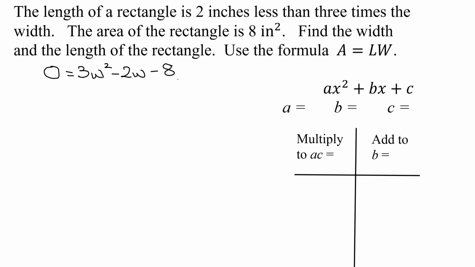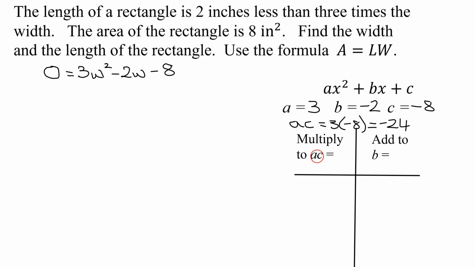And now we need to factor it. Well, we want to compare it to ax squared plus bx plus c. A is the coefficient of the squared term, so my a is 3. B is the coefficient of the x, or in this case the w, so b is negative 2. And c is my constant term of negative 8. We need to multiply a times c. A is 3, c is negative 8, so it's 3 times negative 8, which is negative 24.